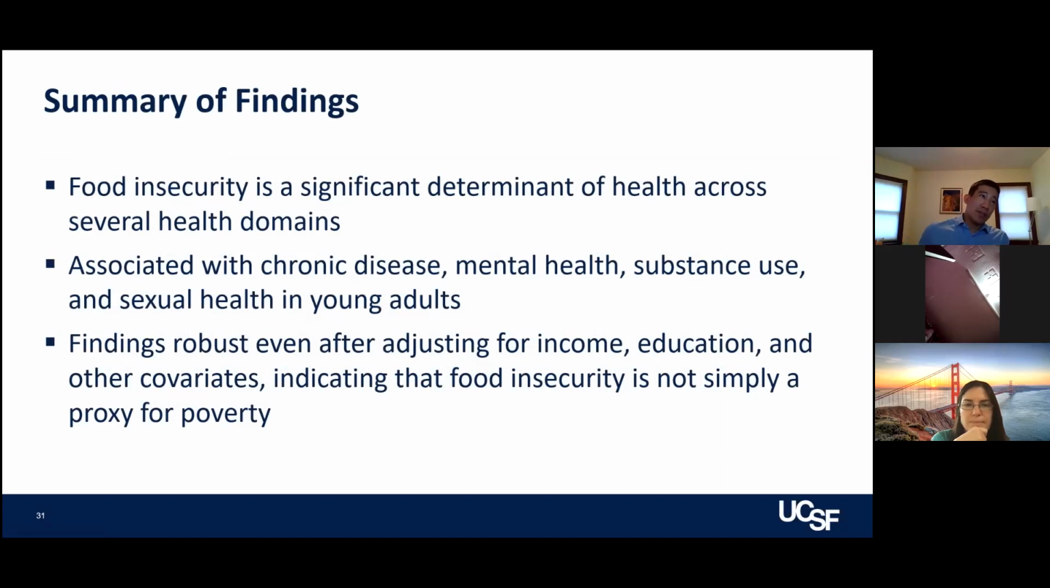So just to summarize the findings from those studies, in the US, we found that food insecurity was a significant determinant of health across several health domains, and was associated with chronic disease, mental health, substance use, and sexual health. And these findings were robust even after adjusting for income and education and other potential confounders, indicating food insecurity is not simply a proxy for poverty.